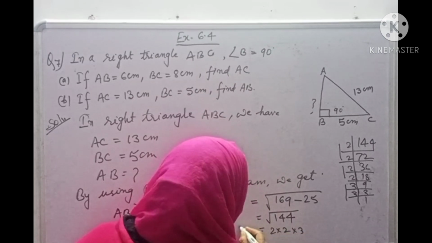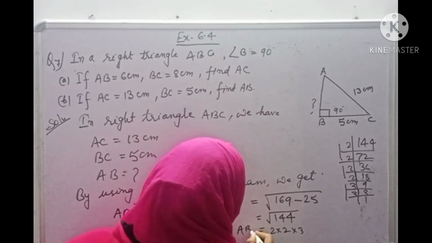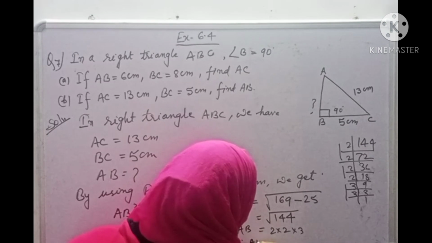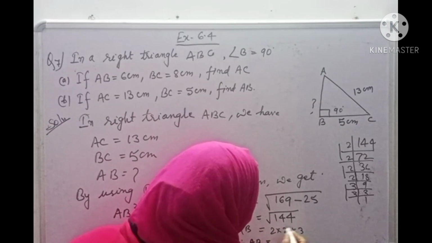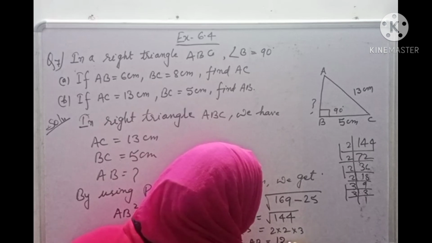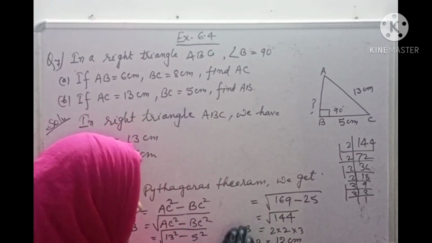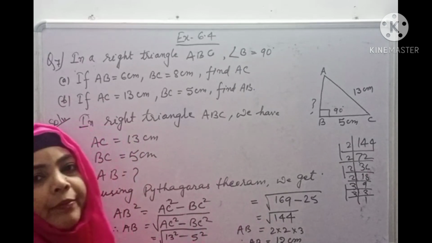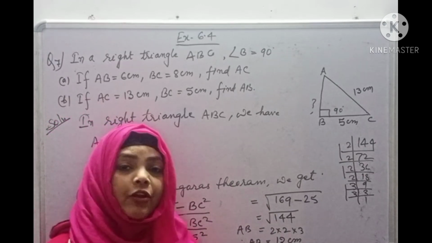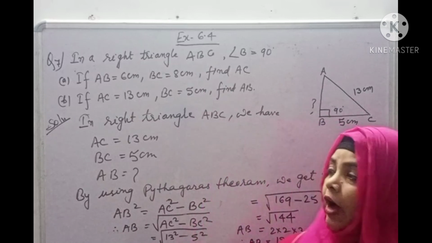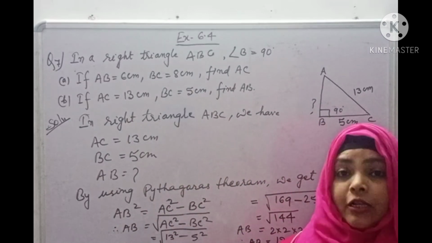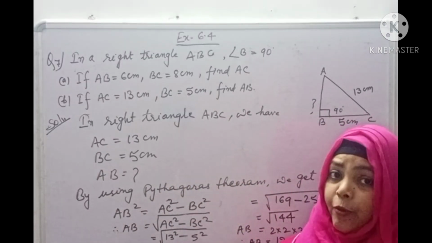Okay. Therefore, AB is equal to 2 times 2 times 3, that is 12 centimeter. Means आप अगर इतना नहीं करना चाहते, सिंपली कर सकते हैं AB is equal to 12 centimeter. Means the square root of 144 is 12 centimeter. I hope you are getting this question. Answer of this question very properly. No any problem, no doubt, no query.